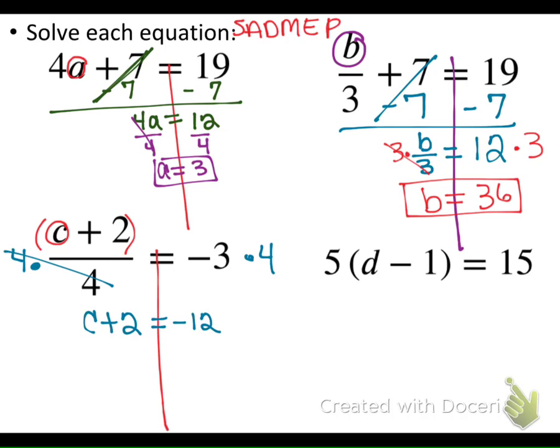Okay. And then to get the c by itself, what do we do? Subtract 2 on both sides. Now pay attention to your positive and negatives. Don't let it mess you up. So we're going to have c equals negative 12 minus 2. Negative 12. So think about it. Negative 12 is like you owe me $12. Negative 14. Very good. Nice. Negative 14.